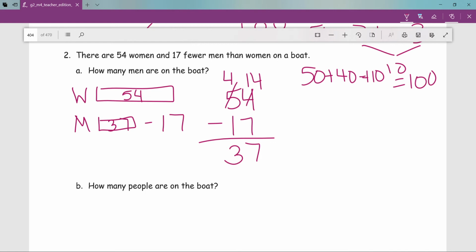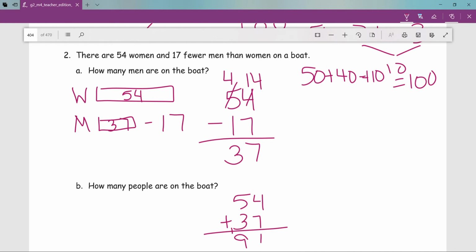For the next question, how many people are on the boat? Now I can actually take what I learned right here, that there were 54 women and 37 men, and then I will just write a new problem. 54 women plus 37 men, and then I will add. So 4 plus 7 is going to give me 11. 5 plus 3 will give me 8, and one more will give me 9 for my total answer of 91.